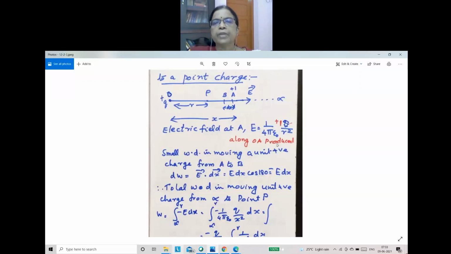Gramya. No answer. Manu Shankar, what is the angle between them? Electric field direction is outwards. We are taking the unit positive charge from A to B. That means towards the charge. What is the angle between E and dx? Manu Shankar? No answer. Muhammad Adil? Muhammad Adil?